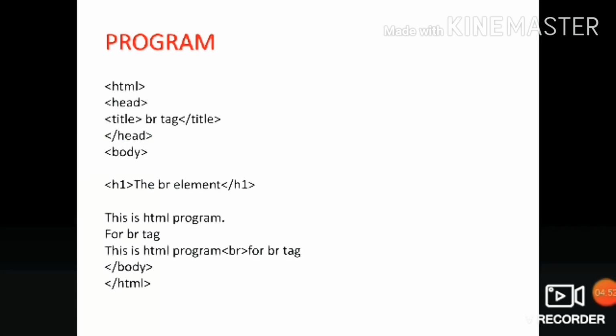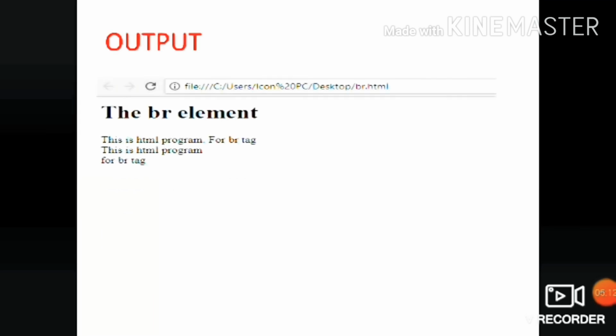But when we use the br tag before the second sentence, meaning the sentence for br tag, I use the br tag before that sentence, we can see our sentences appear separately. See here, after adding the br tag our sentences appear separately. So for breaking the sentence and going to the next line we use the br tag.